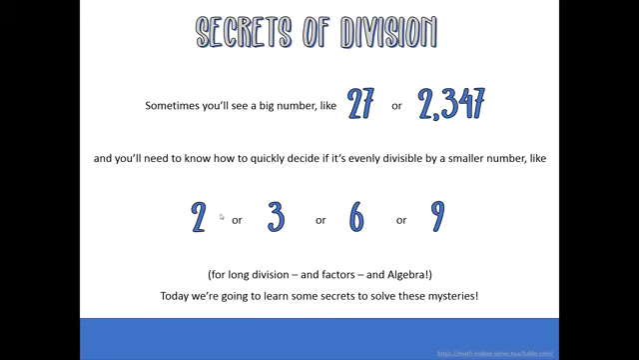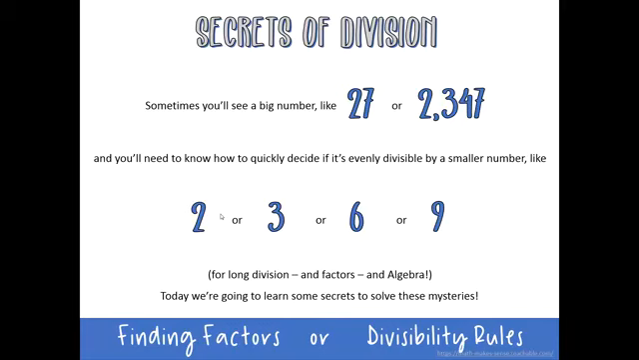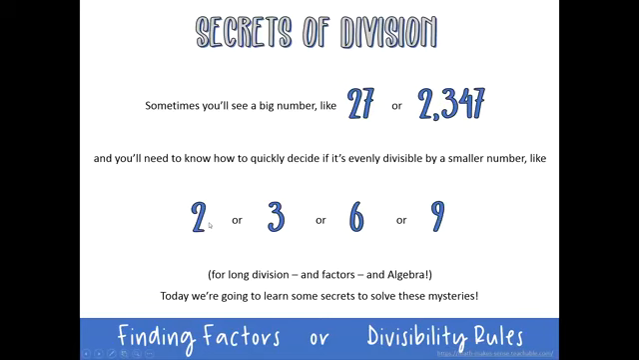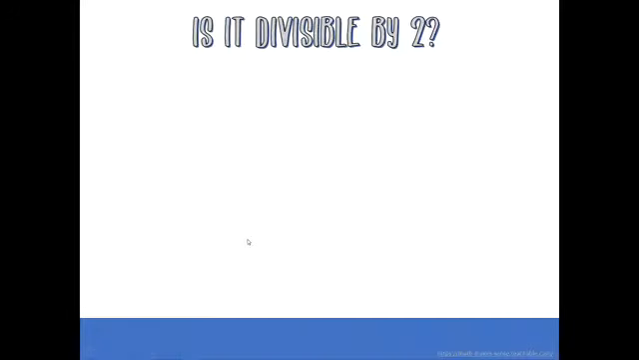So today we're going to learn some secrets to solve these mysteries. So this is called finding factors. These numbers that multiply together to equal an answer are called the factors, or you can call it divisibility rules. So we're going to jump in here.